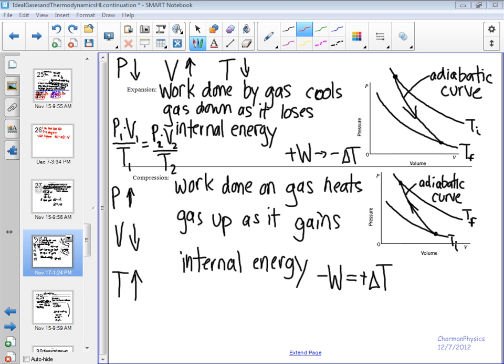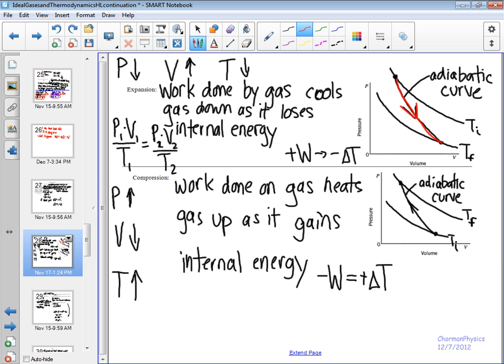And so what we see is that our adiabatic curve is a little bit steeper because it has to go between isotherms, based on the fact that negative work is directly proportional to the change in temperature. So that's what that curve drawn right here is, this little guy. That's our adiabatic curve going between two isotherms.